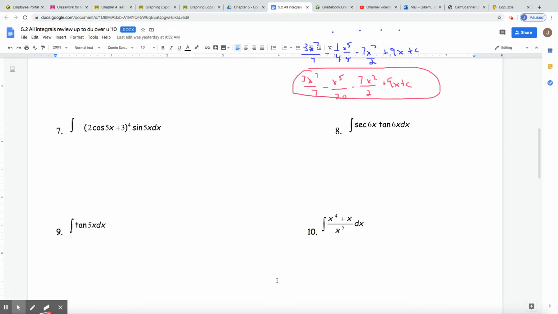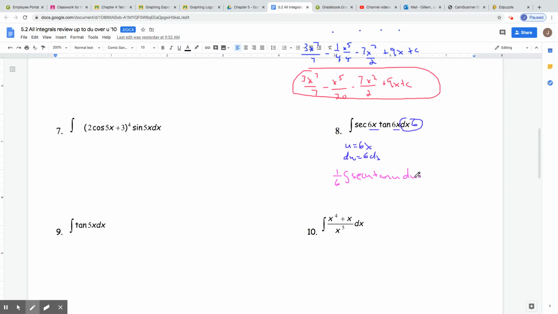All right, 8. We're back to another trig one. Now we have secant, we have tangent, but they are the same function. So what we're going to do is, same power, so u is whatever comes after them. So it's going to be 6x. The derivative of 6x is 6dx. I add a 6, so there's my du, right? So I get 1/6 integral of secant u tangent u du.